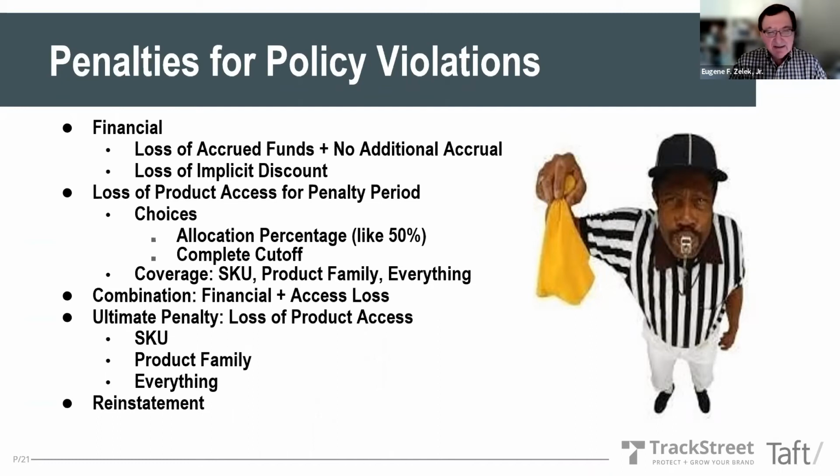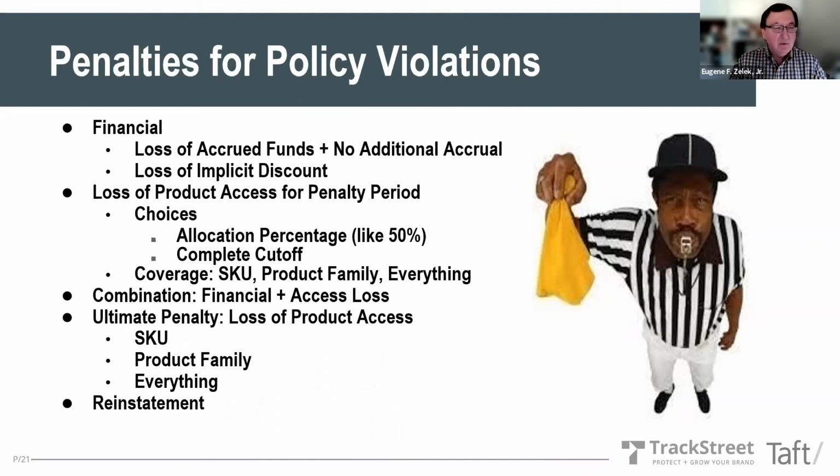So we came up with the concept of a product family, which would be that we can say all SKUs within this particular heading that you deny access or you lose your trade dollars or whatever. Sometimes it is everything. Again, we're looking for leverage here. And sometimes we have clients that like a combination. They like to pick and choose between financial penalties and loss of access. And we can set it up that way, that works. But the ultimate penalty is always loss of product access.